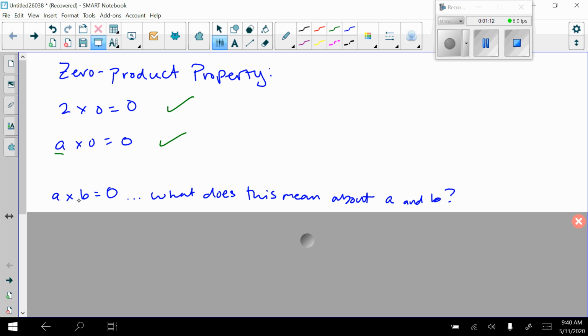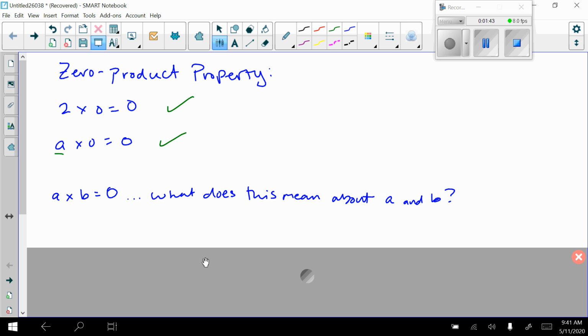Okay, so now let me show you another statement. A times B equals 0. Let's just think about that for a second. We don't know what A and B are. All we know is that when I multiply them together, they equal 0. So the question I want you to chew on is, what does this mean about A and B?